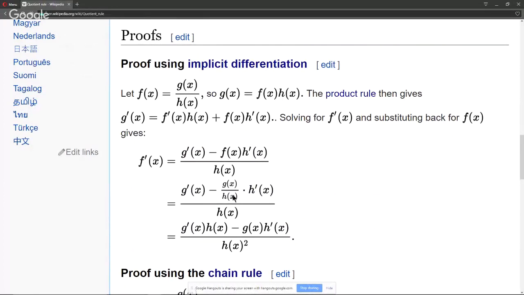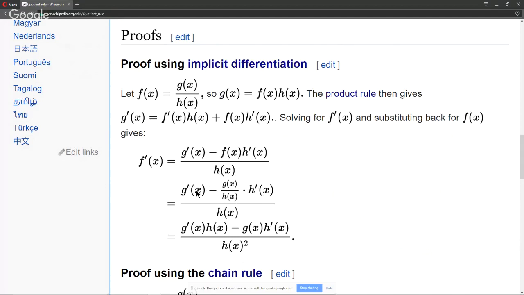So let's actually look at this. All we did was back substitute g of x over h of x for f of x here, which is what I was trying to do, but the program wasn't allowing me to. I'll have to work on that. The easiest way to get rid of the h of x in the bottom is to multiply the top and the bottom by h of x. When we do that, the h of x here is going to go away.